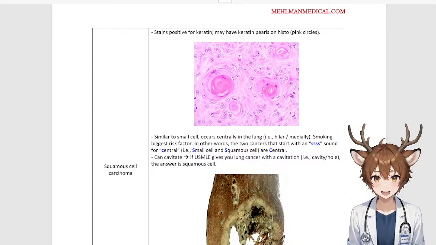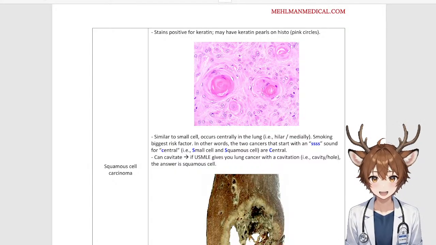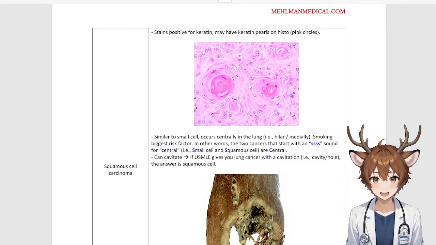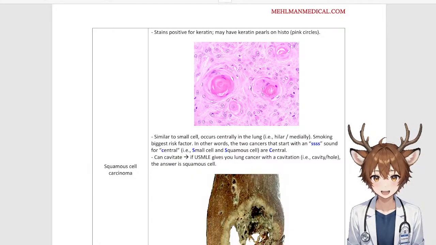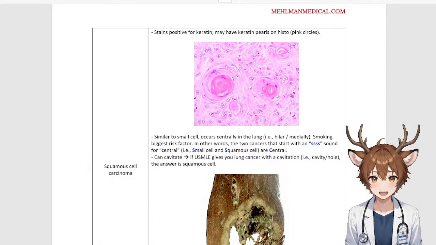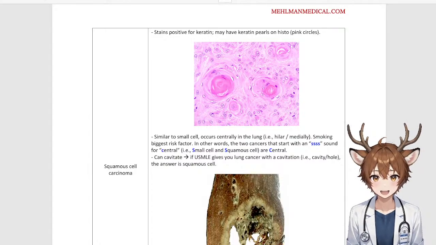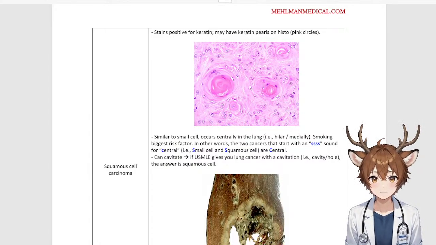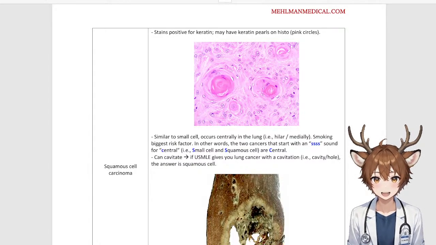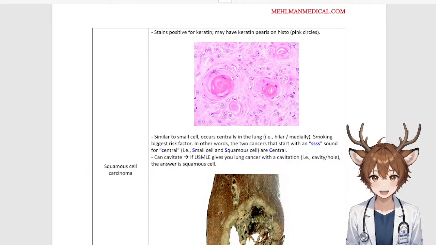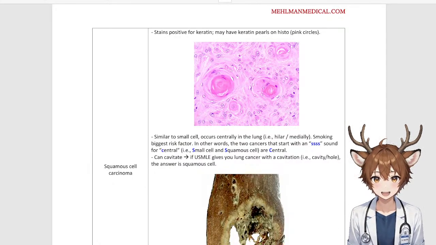Similar to small cell, it occurs centrally in the lung, i.e. hilar medially, with smoking the biggest risk factor. In other words, the two cancers that start with an S sound are central, that is to say small cell and squamous cell. It can cavitate. If USMLE gives you a lung cancer with a cavitation, that is to say a cavity or hole, the answer is going to be squamous cell.